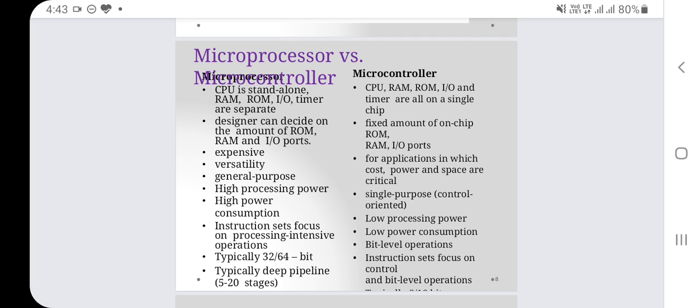Now the microcontroller has a CPU, RAM, ROM, IO ports and timer all on a single chip. Fixed amount of on-chip ROM, RAM, IO ports. We can connect externally if we want more for our required application. For applications in which cost, power and space are critical, single purpose, it is used for control oriented, application based tasks: low processing power, low power consumption, bit level operations, instruction sets focus on control and bit level operations, typically 8 or 16 bit, and typically it is a single cycle or a two stage pipeline.